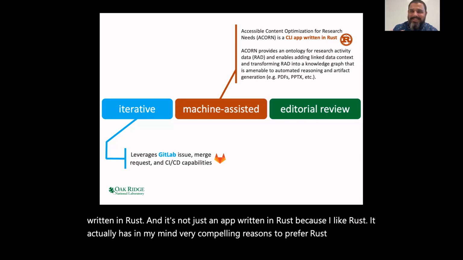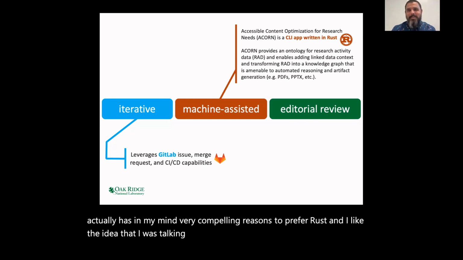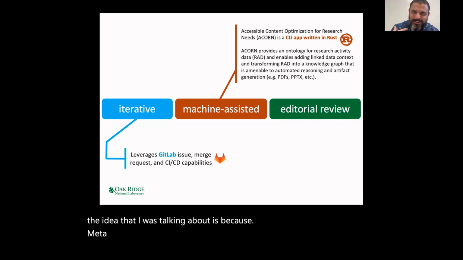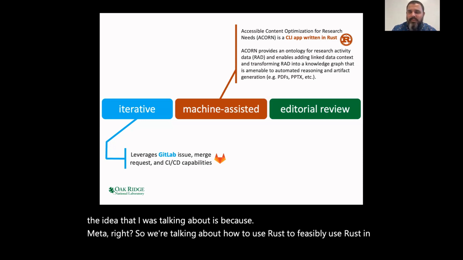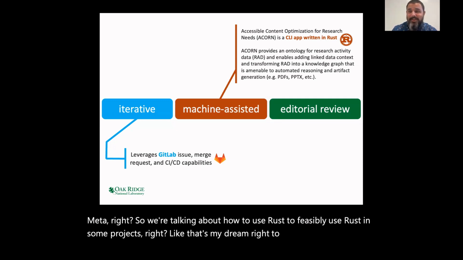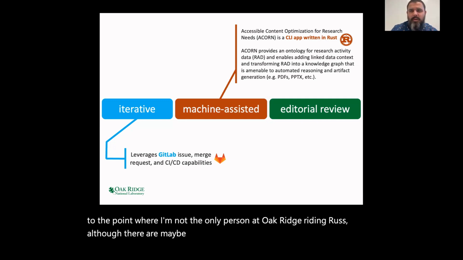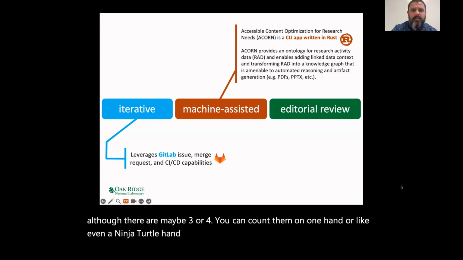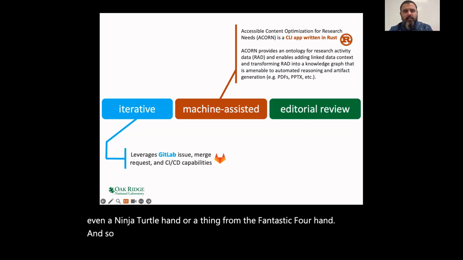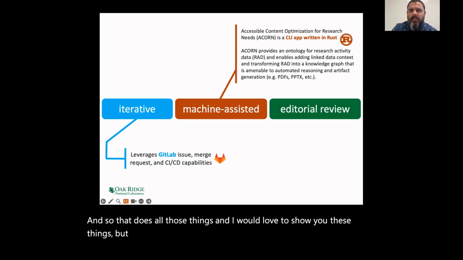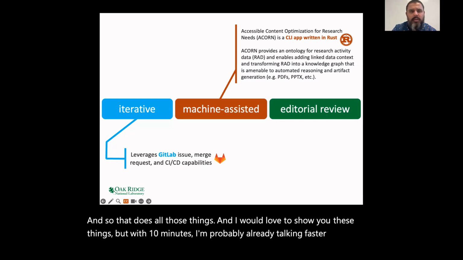And I like the idea that I was talking about because we're very meta, right? We're talking about how to feasibly use Rust in some projects. That's my dream, right? To eventually get to the point where I'm not the only person at Oak Ridge writing Rust, although there are maybe 3 or 4. You can count them on one hand, or even a Ninja Turtle hand, or a Fantastic Four hand. I would love to show you these things, but with 10 minutes, I'm probably already talking faster than I normally do.